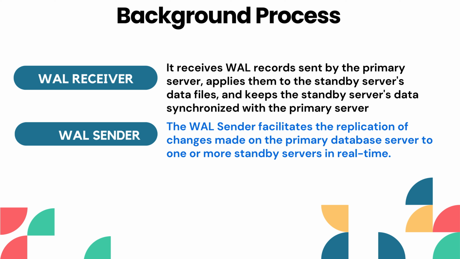And these are the two background processes which are used for replication purposes. So whenever the primary sends the record to the standby side, the WAL receiver receives this record and applies the changes to our replication side, and the WAL sender is responsible for sending those records from the primary to our standby server. So the WAL receiver receives the record and applies it to our standby side, and the WAL sender sends the record from the primary to our standby database.